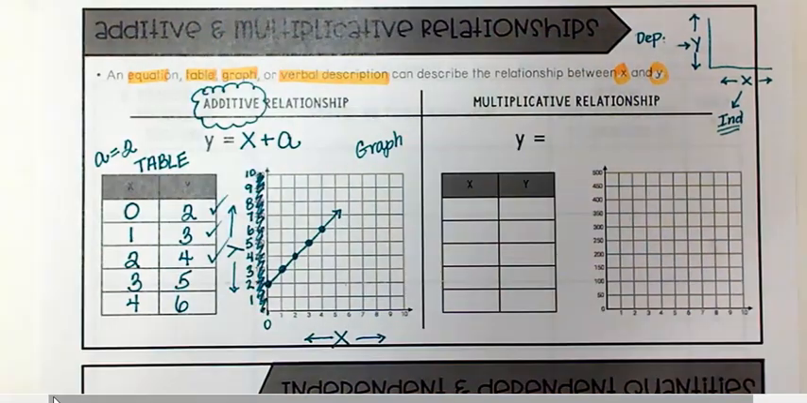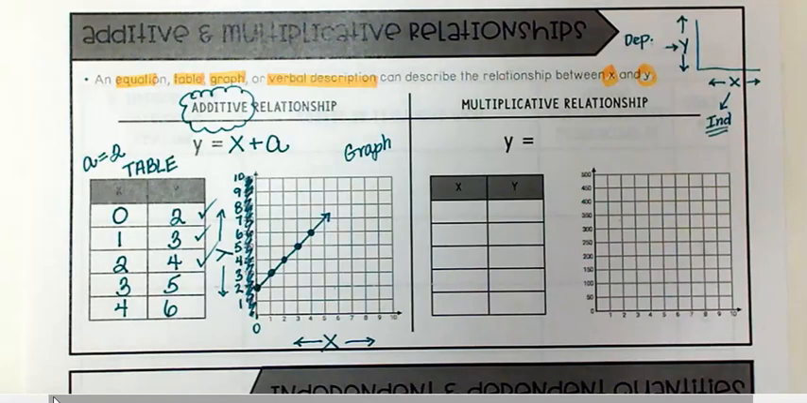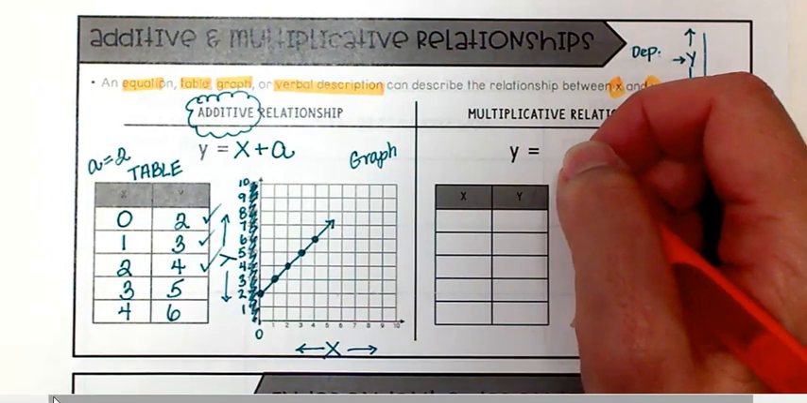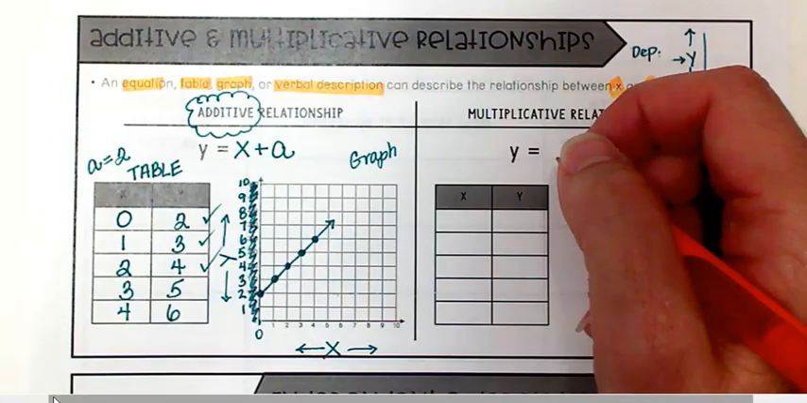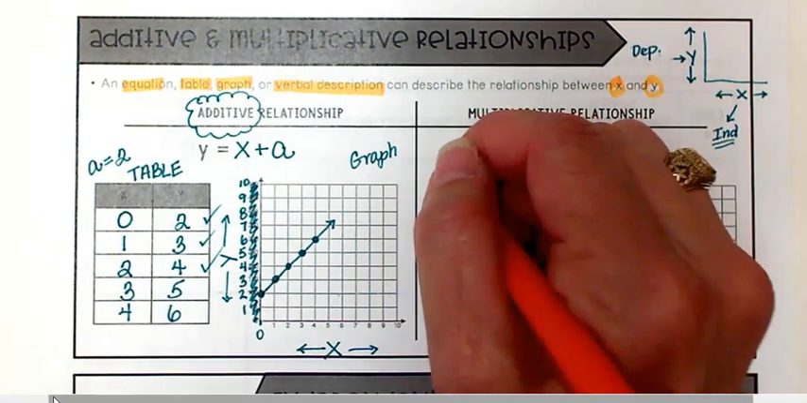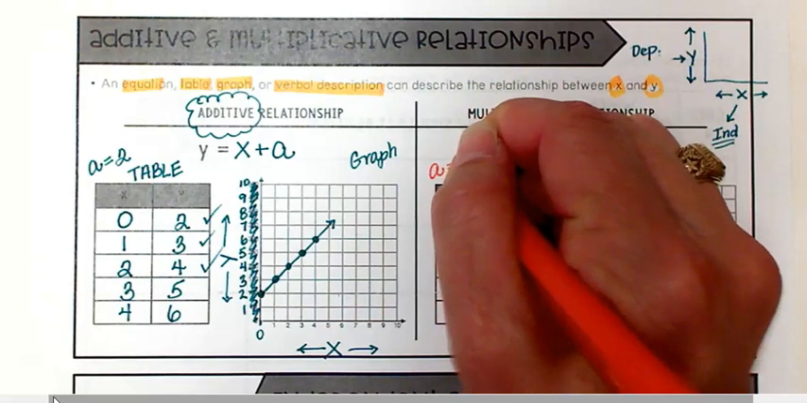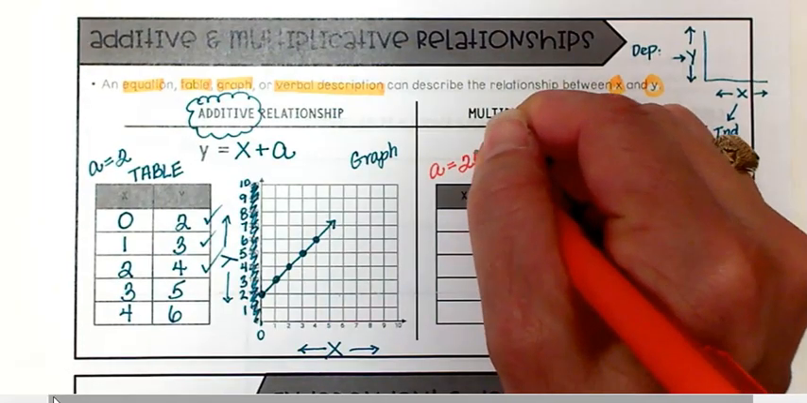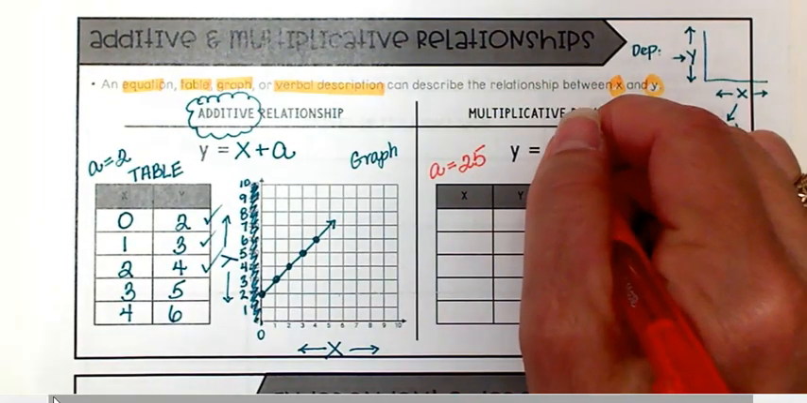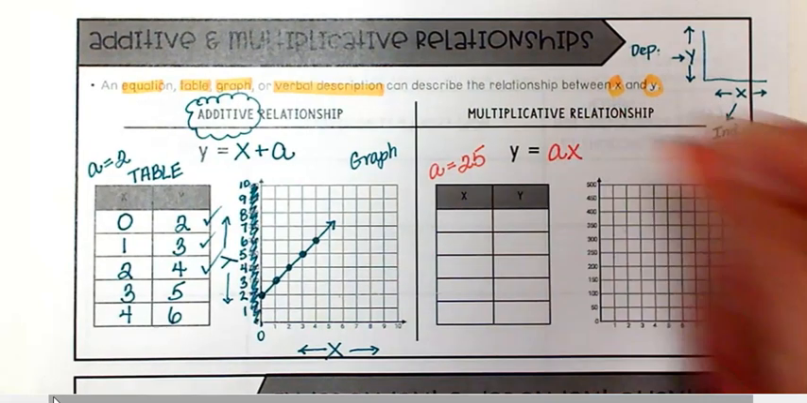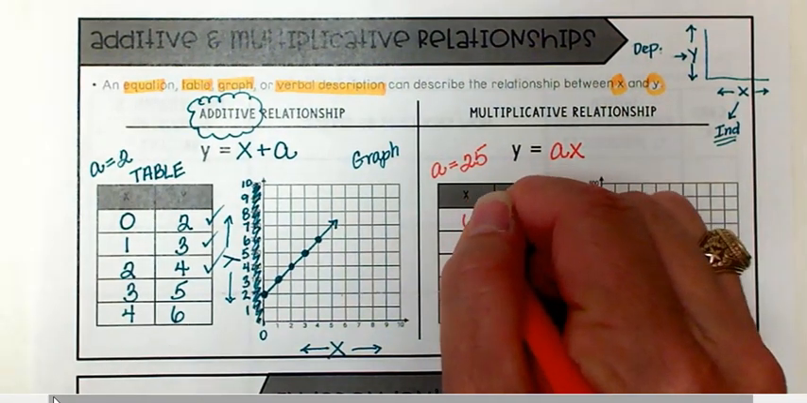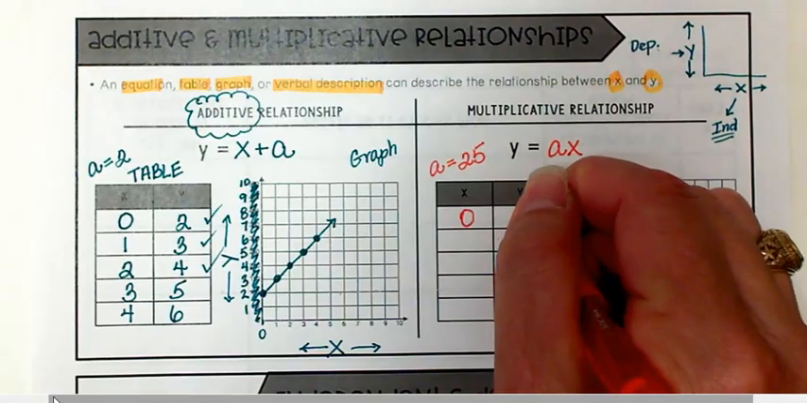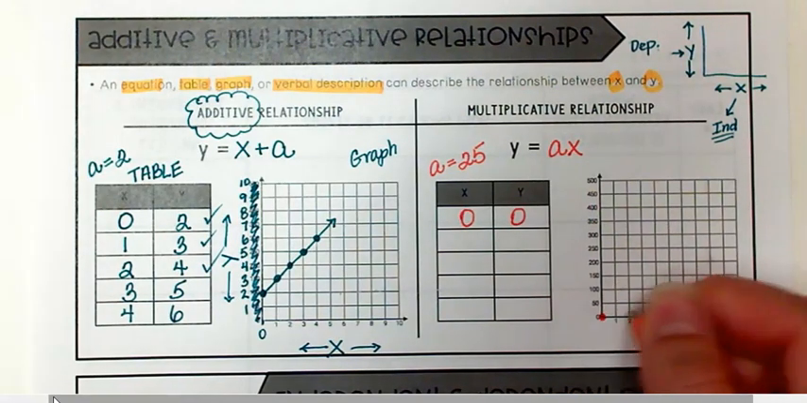We also have what's called a multiplicative relationship, where we take our x value and multiply it by a certain constant, and we get our y value. So in this case, our a is going to be like our multiplier, and I'm going to give you an a of 25. The way we write this is a times x. If I give you an x of 0, 0 times 25 is 0. I'm going to go ahead and plot that point.